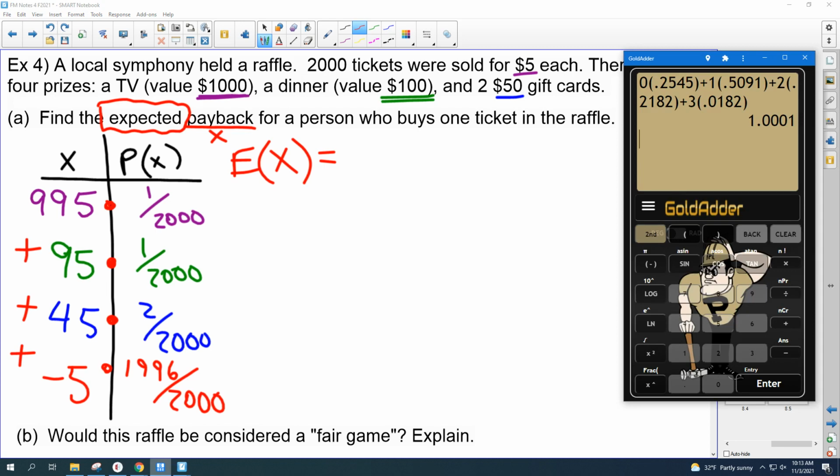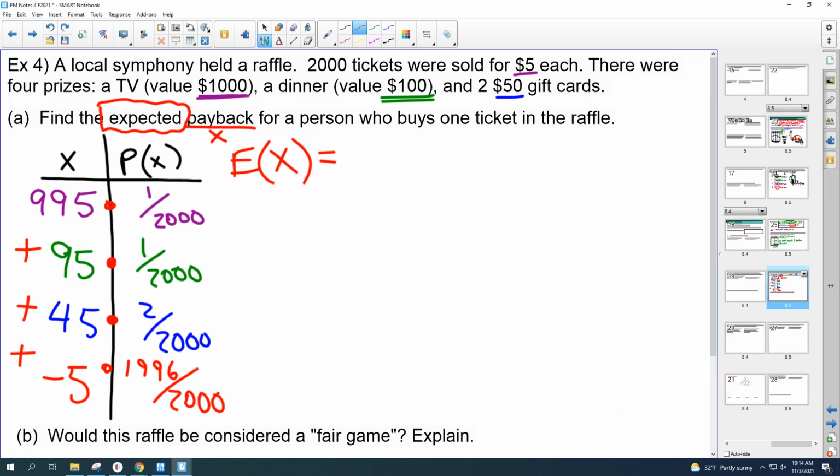So we're going to have 995. I'm going to kind of shortcut this. So over 2,000, right? Because if you multiply by 1 plus 95 over 2,000 plus 45 times 2. I can do that in my head. That's 90 over 2,000. And then let's just go ahead and say -5 times 1996 over 2,000. Okay, negative 4.4. Negative 4.4.